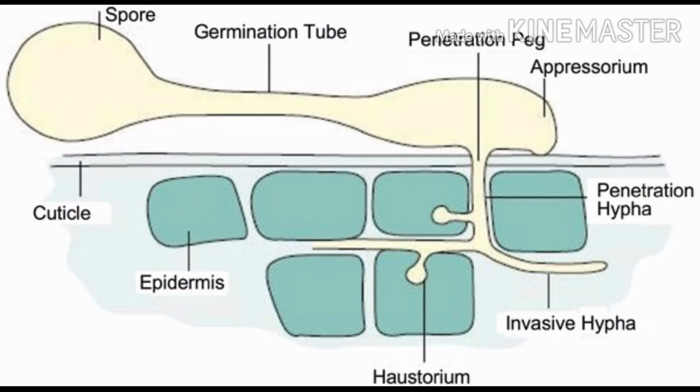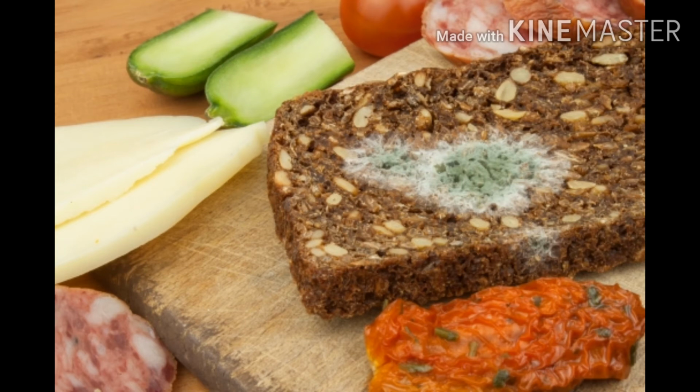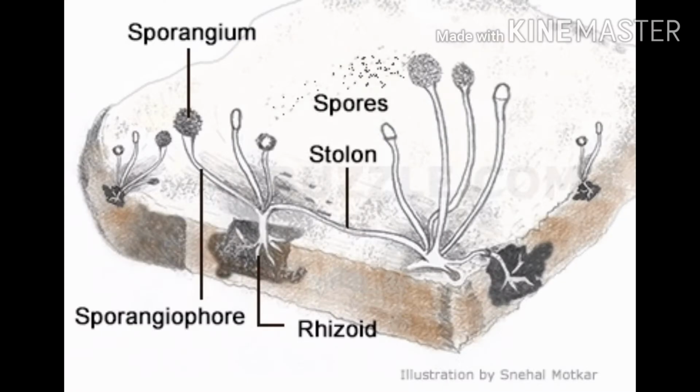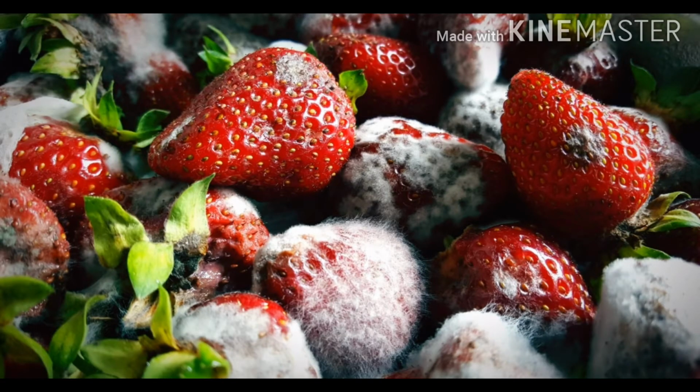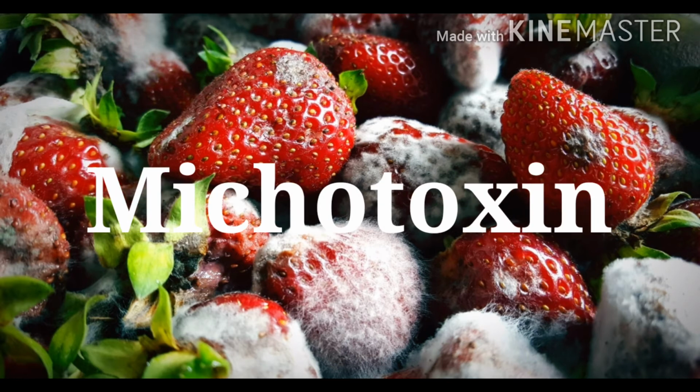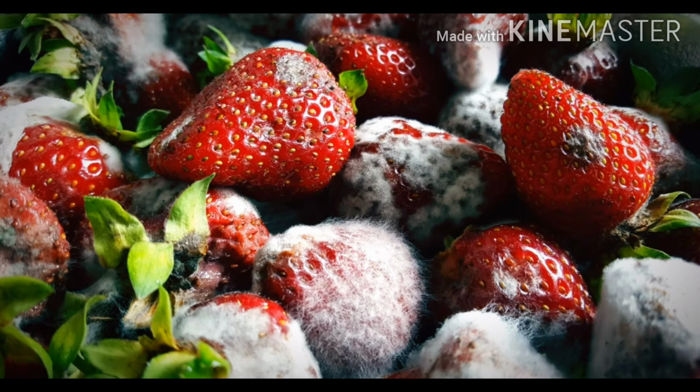The fungus also grows on food items like pickles, jam, sauce. They use nutrients from this food and release a toxic substance called mycotoxin in it and make it poisonous, and such food items we are unable to eat.